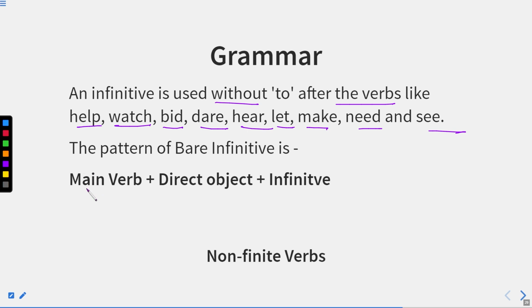Here we have main verb plus direct object plus infinitive. For example, let me go. Now if I say let me go, I cannot say let me to go. No, let me go means allow me to go. So here we do not have to, but we have the structure of bare infinitives, that is without to, verb 1 without to. So let me go. This is an example of a bare infinitive. And I think this is the most common sentence that we definitely use in our sentences, all of us.